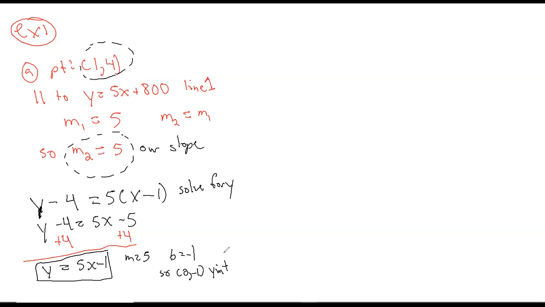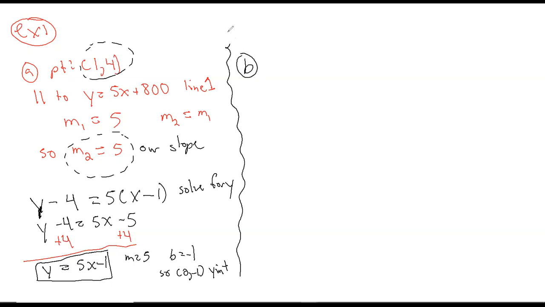Or you can plot the (1, 4) and go right 1, up 5, and you would get your second point. You could also plot the intercept, (0, -1), and go right 1, up 5. In fact, you'd pick up the (1, 4) if you did that. All right. B.